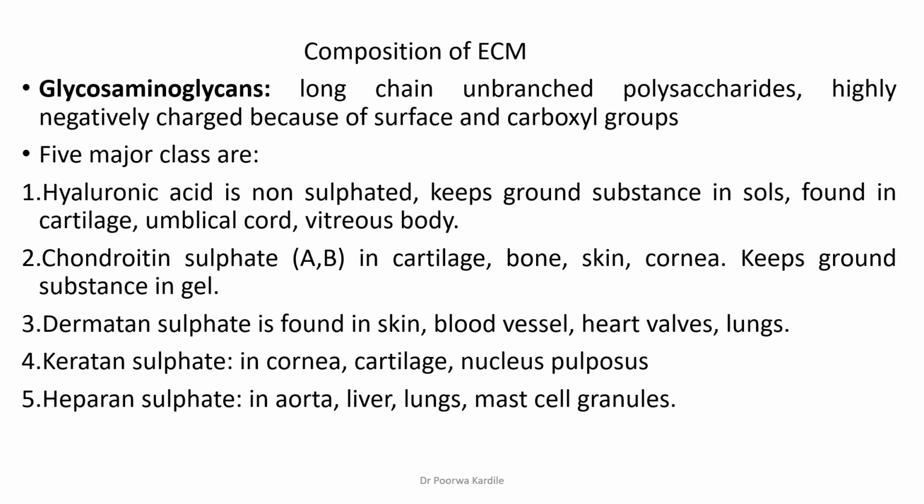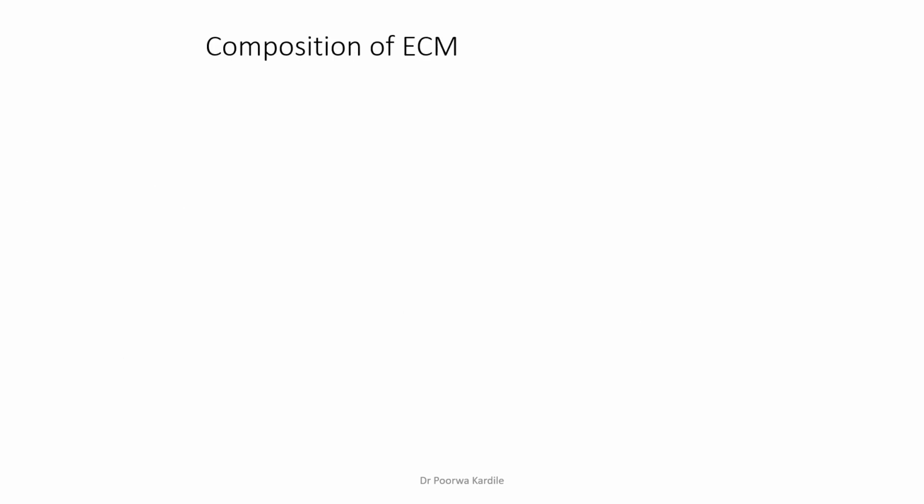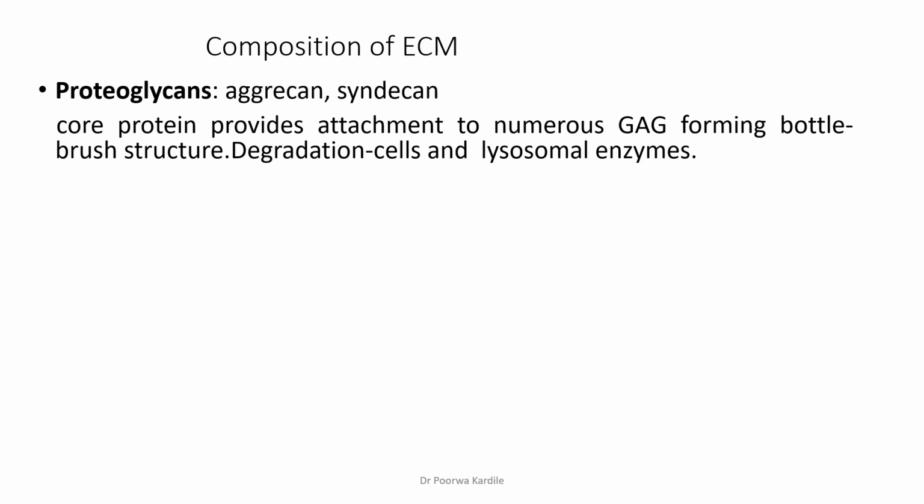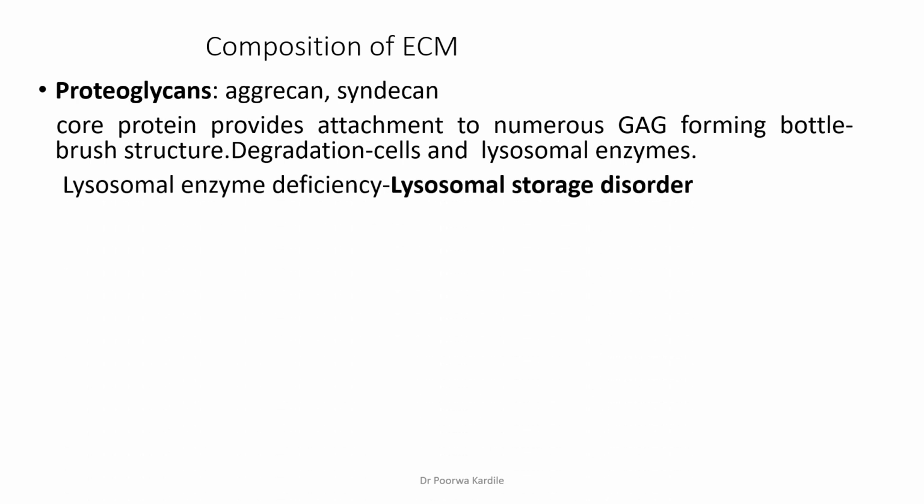So the first and most common composition of extracellular matrix is glycosaminoglycans, and we have seen five major classes and their location. Other compositions of extracellular matrix are proteoglycans. They have aggrecans and syndecans. The core protein here provides attachment to many glycosaminoglycans, and it gives a bottle-brush-like appearance. And when there is degradation of lysosomal enzymes, it leads to deficiency of lysosomal enzyme, and the condition is known as lysosomal storage disorder.